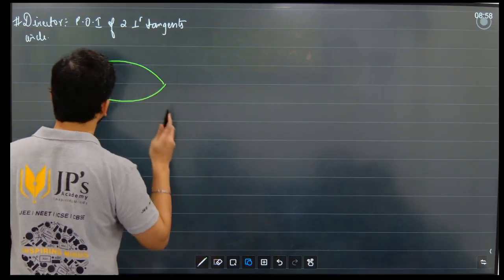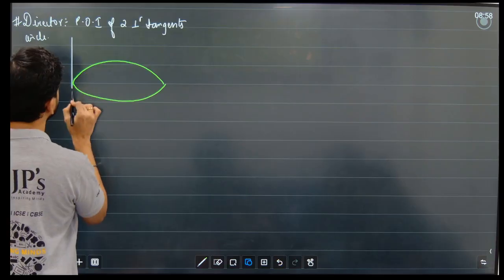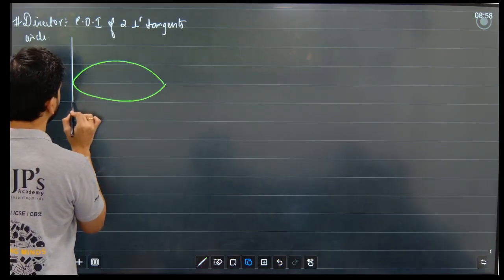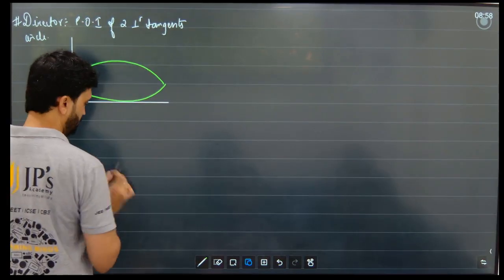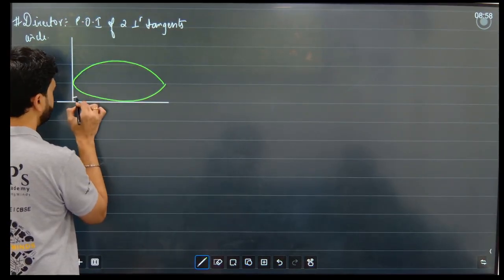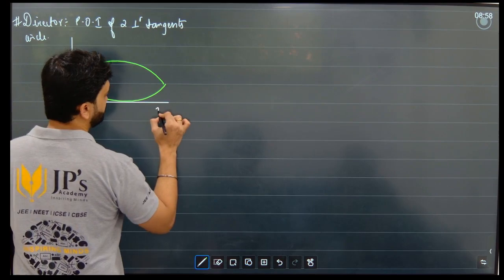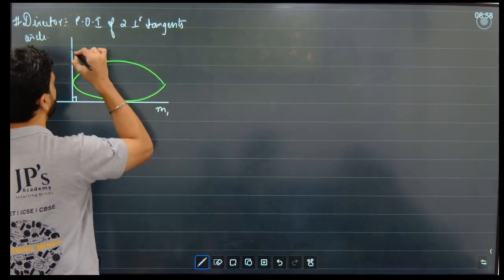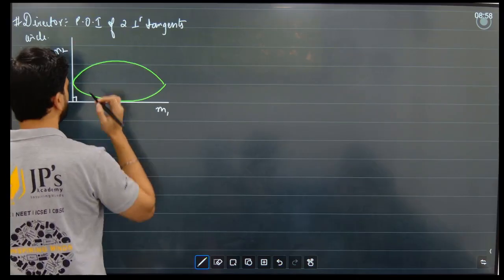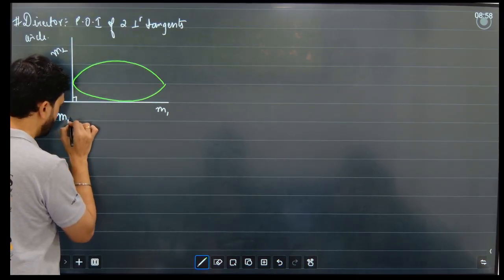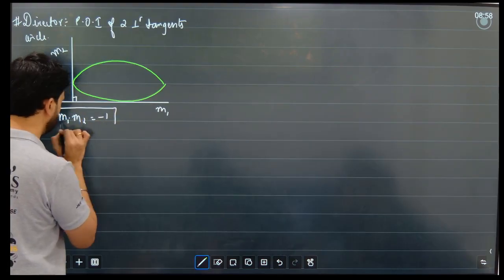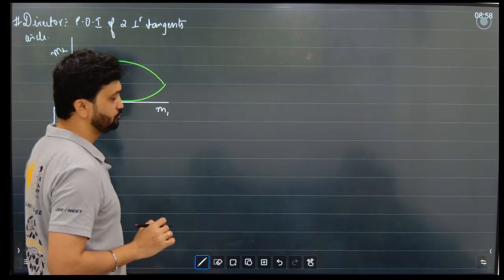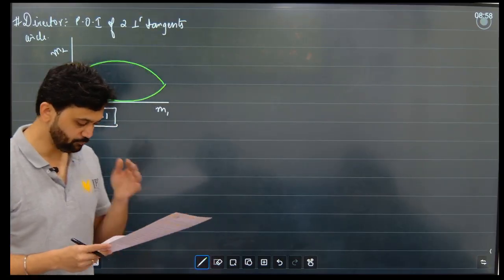Now, one tangent, the second tangent, and they are perpendicular. If I take the slope of this as m1, since this is a perpendicular line, obviously the slope of this is m2. So I get m1 into m2 is equal to minus 1.